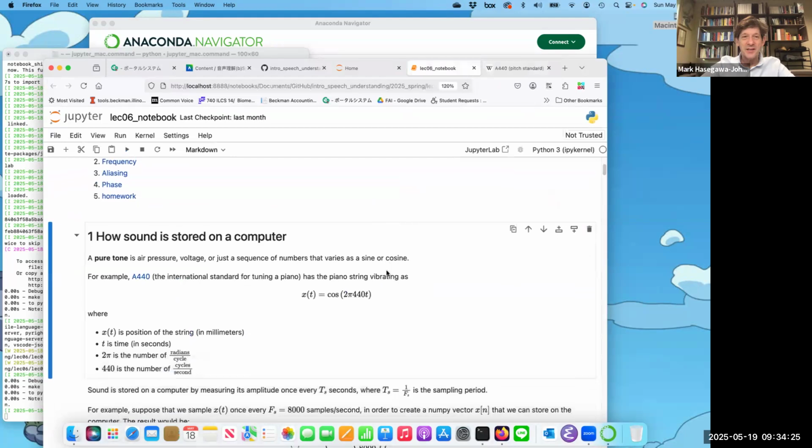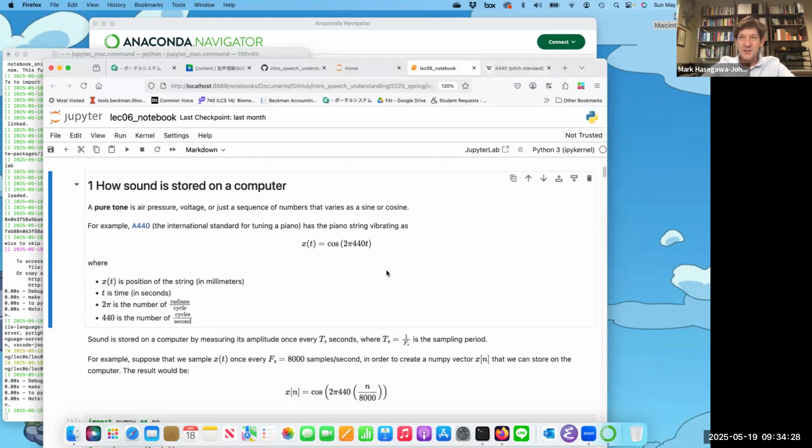So let's talk about how that's stored on a computer. In order to store that on a computer, we need to store that sequence of numbers. And we need to store that sequence of numbers with enough samples per second to allow us to represent 440 cycles per second, which means we need to be storing at least 880 samples per second. A sample is a measurement, x of n. So the pressure waveform x of t is the cosine of 2 pi times 440t, right? 2 pi is the number of radians per cycle of a sine wave. t is the time in seconds, and 440 is the number of cycles per second, the number of hertz.